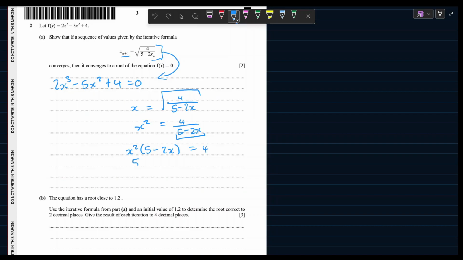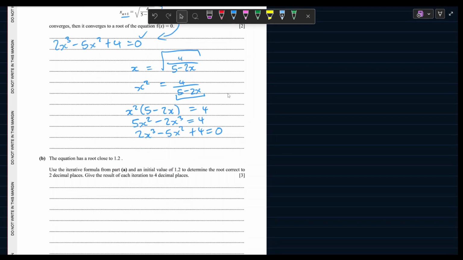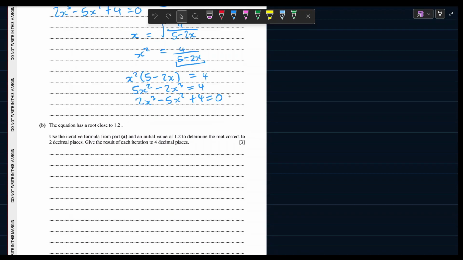Expand the bracket, that's 5x squared minus 2x cubed, and this is equal to 4. Then I'm just going to move everything to the right hand side, so we end up with 2x cubed minus 5x squared plus 4 is equal to 0, and that is exactly this equation over here. So we have shown that if our iterative formula converges, then it converges to a root of the equation f of x is 0. Part B says the equation has a root close to 1.2.